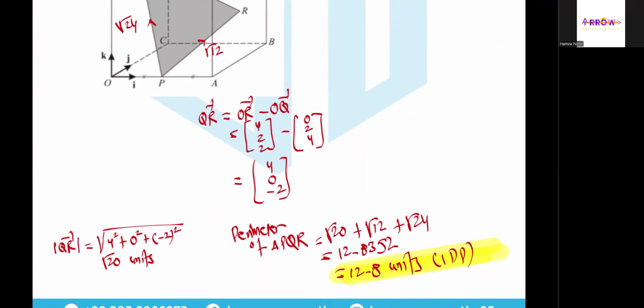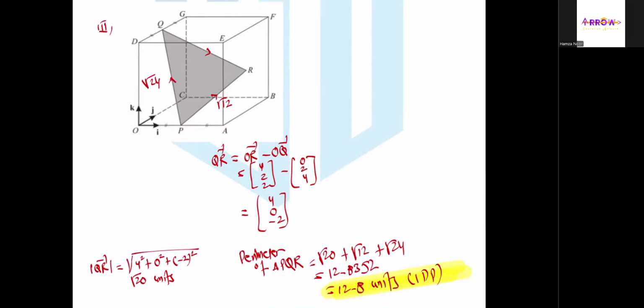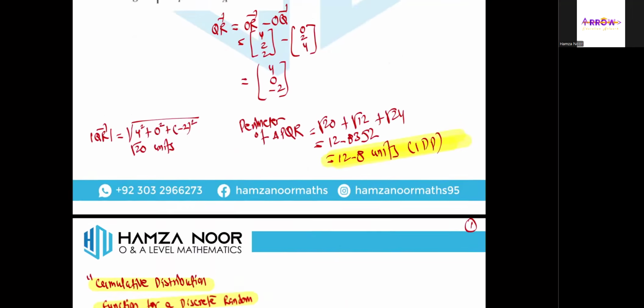So in order to find the perimeter of the triangle PQR, under root 20 plus under root 12 plus under root of 24. First of all, I'm going to write my answer correct to a higher degree of accuracy, which is 12.8352, and then correct to 1 dp according to the requirement of the question, 12.8 units. This is the perimeter which we are looking for.